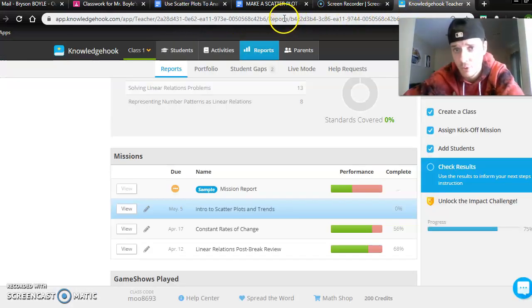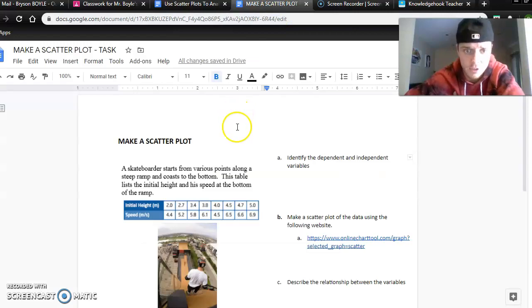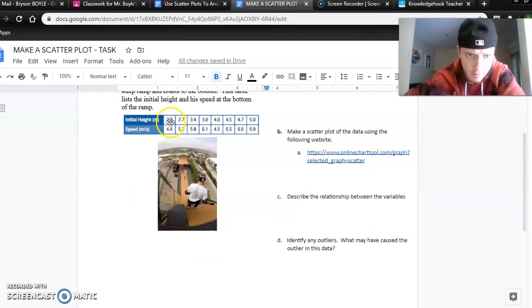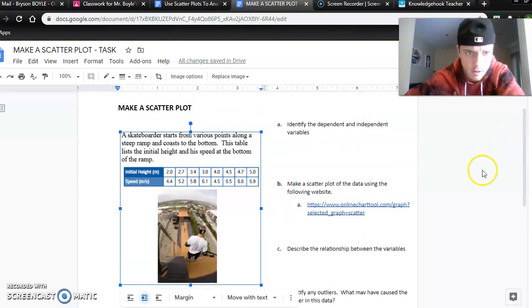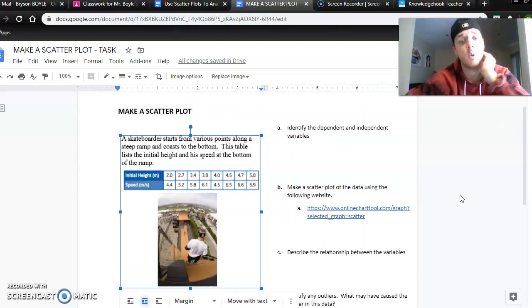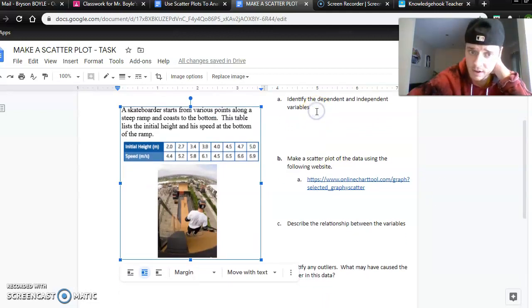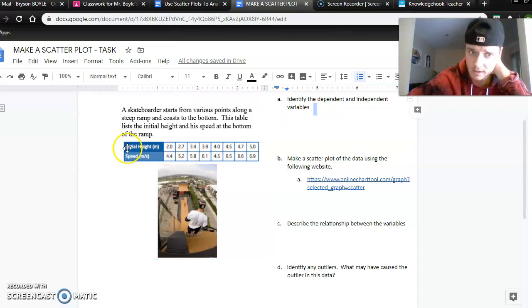And then lastly, when both those are done, you're going to try to make your own scatter plot using this note right here. It gives you all the data points you need. It says a skateboarder starts from various points along a steep ramp and coasts to the bottom. This table lists the initial height and his speed at the bottom of the ramp. So you're going to have to identify the dependent and independent variables. Is height dependent or is speed dependent? Figure it out. What do you think?